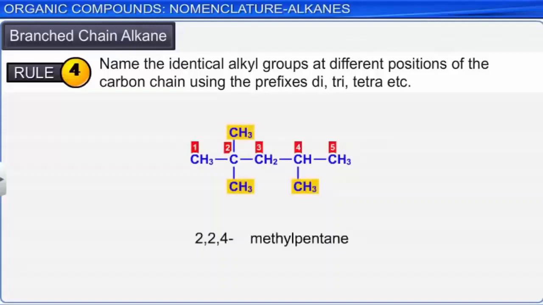Similarly, prefix tri is used while naming the following compound. Hence, the name of this compound is 2,2,4-trimethylpentane. The position numbers of the substituents are separated by commas.